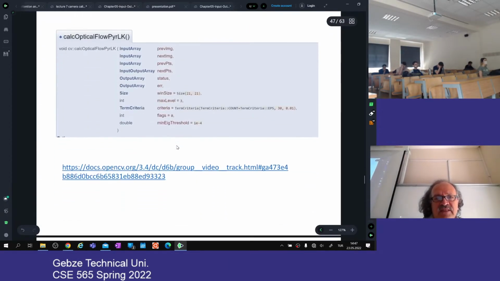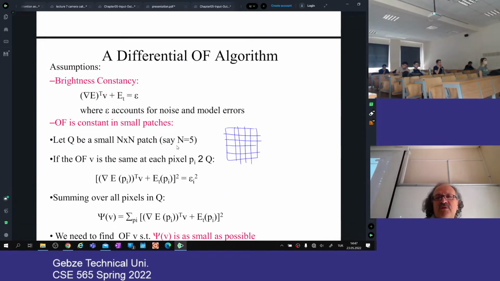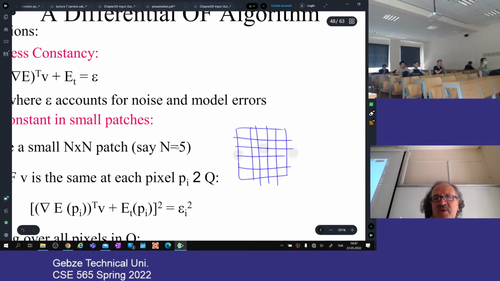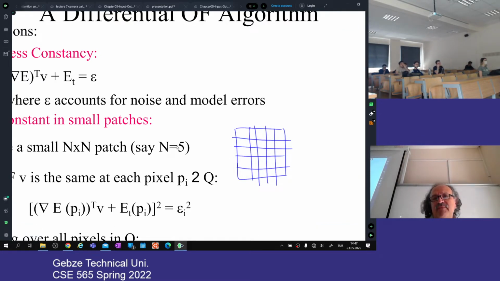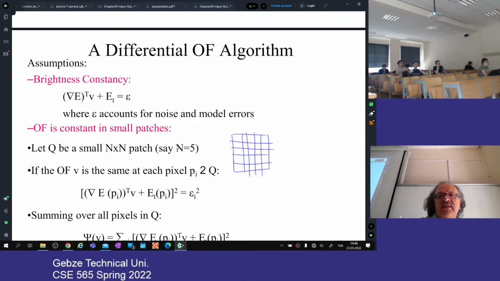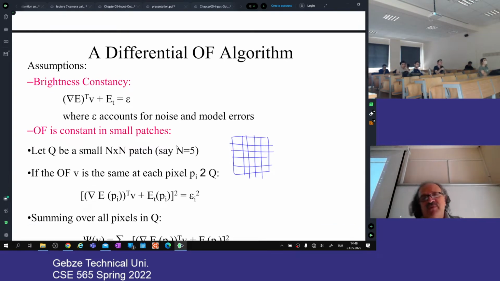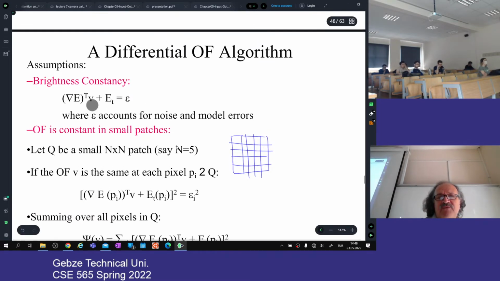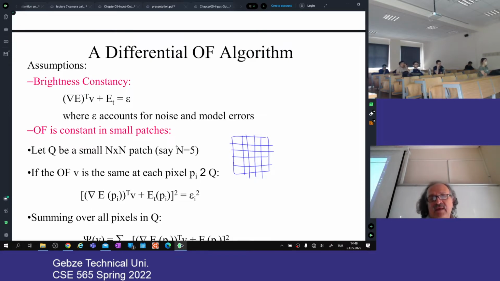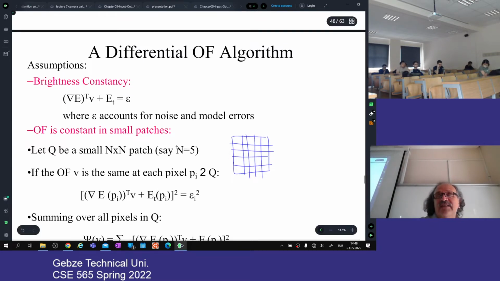We talked about this, and we said that we are going to use this algorithm. We are going to take a 5 by 5 window like this one. For each pixel, I am going to calculate the image gradient. Also, I am going to calculate the derivative of the image with respect to time for each pixel. If I multiply this with V, the image pattern velocity, and add it with the time derivative, I should get a 0. But due to errors and that kind of stuff, I said it's an epsilon.